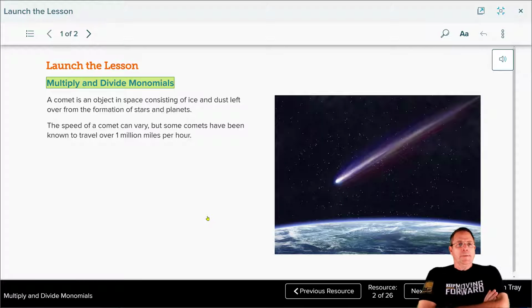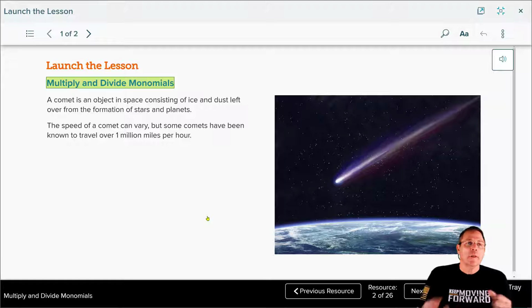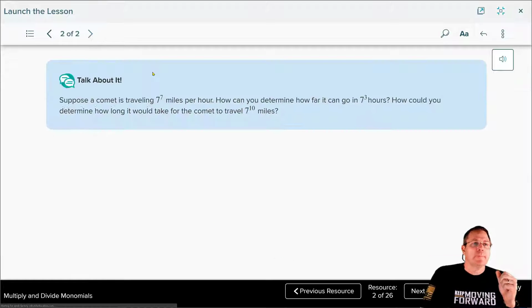A comet is an object in space consisting of ice and dust left over from the formation of the stars and planets. The speed of a comet can vary, but some comets have been known to travel over 1,000,000 miles per hour. I mean, that's hauling tail. Let's see what else they have to tell us about that.